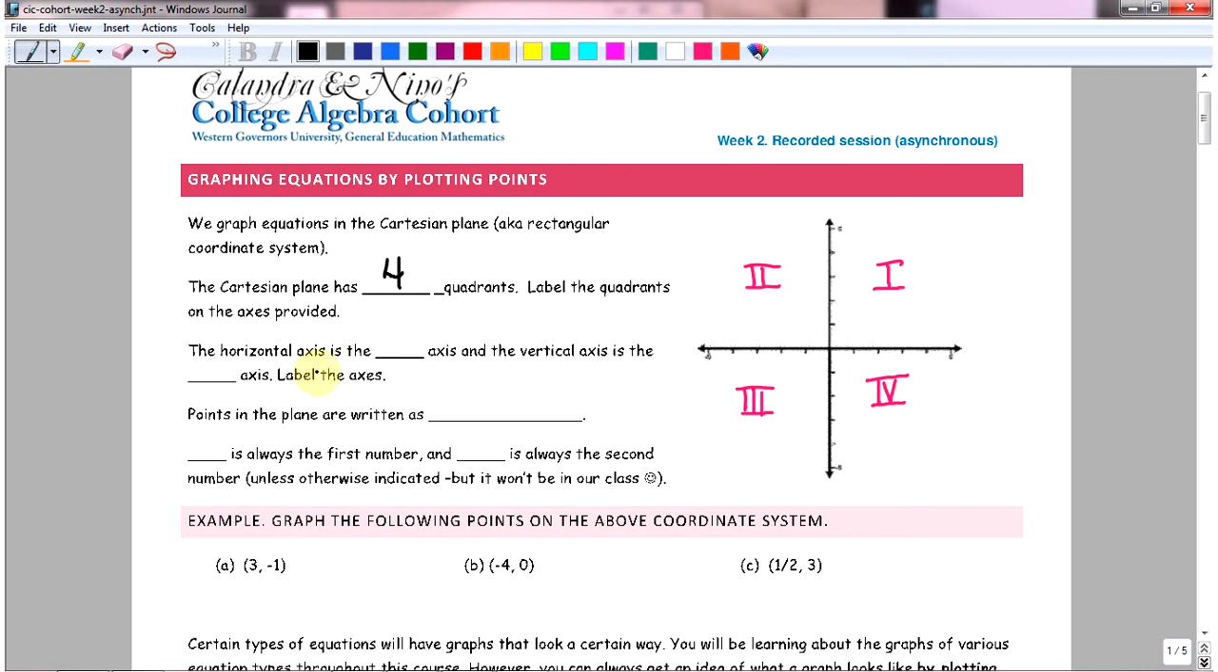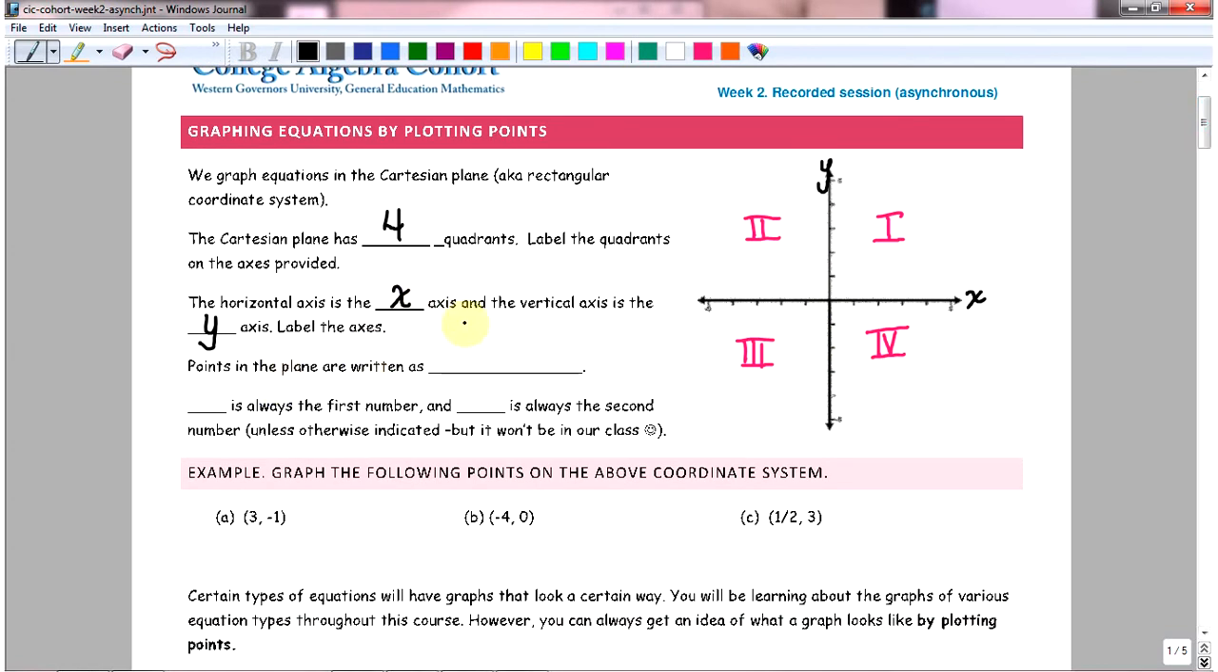The horizontal axis is the x-axis, and the vertical axis is the y-axis. So to label our axes, the horizontal one is our x-axis, the vertical one is the y, and one way to remember that, if you think about the tail of the y going down like the axis, that can help you remember which is which.